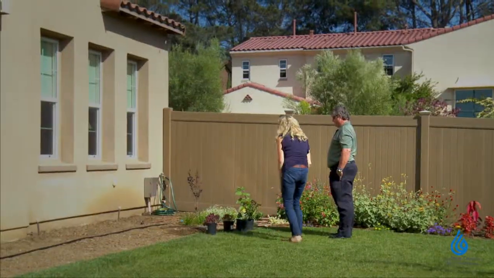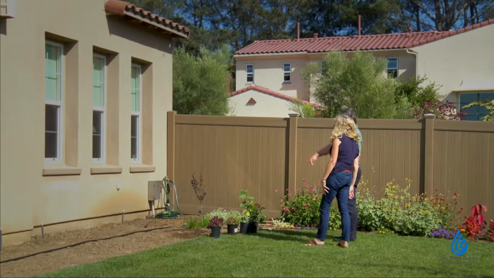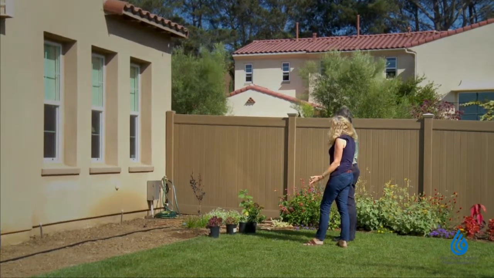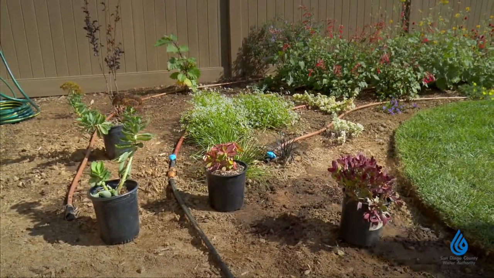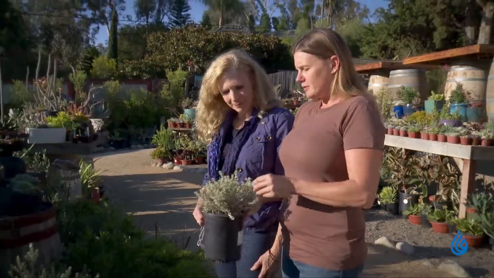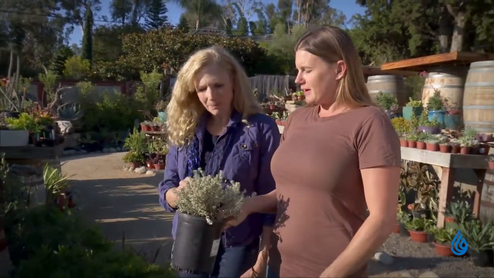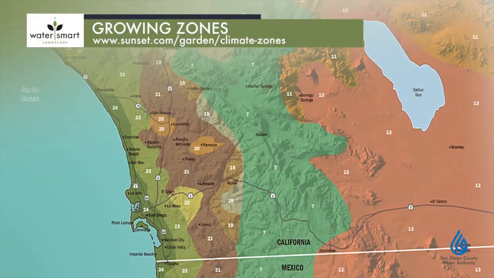For example, this south-facing wall is warmer than the exposed area nearby. Microclimates may be quite small, but they play a big role in the success of plants. Take lots of photos. This is a good foliage plant. You can share these with your nursery professional when you're plant shopping. And know your growing zone.